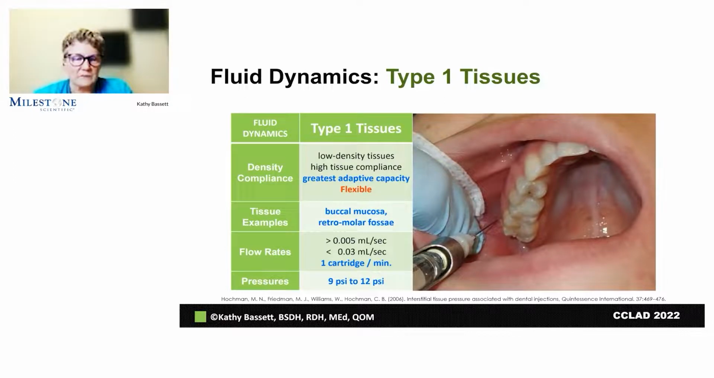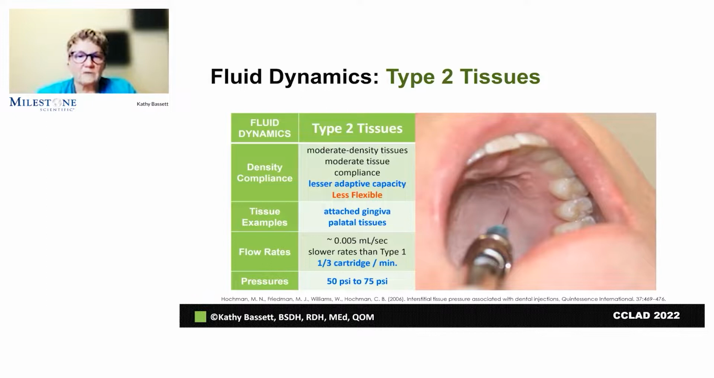They're really flexible. We can easily move needle insertions into those spaces. Drug very easily is expressed into those spaces. And we can comfortably, at approximately 1 to 2 minutes per cartridge, deliver solution into those spaces. And it only takes us about maybe 9 to 12 PSI to actually release that solution.